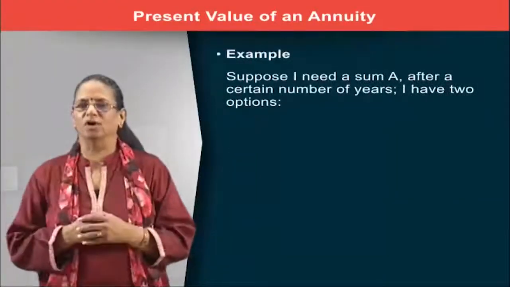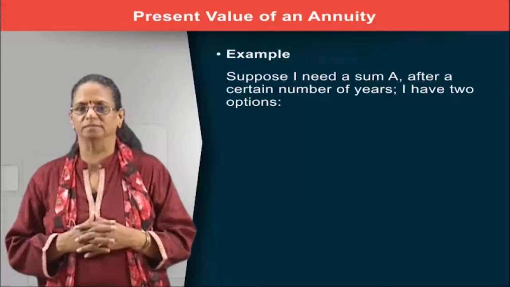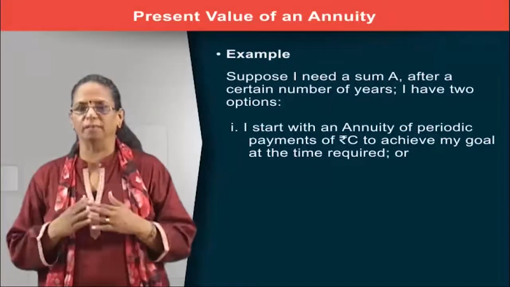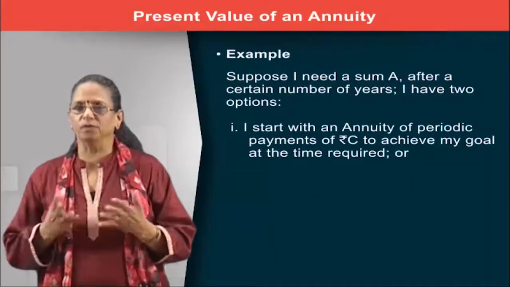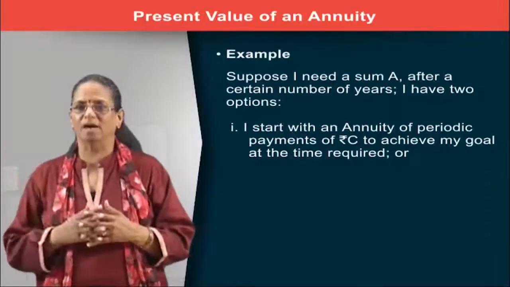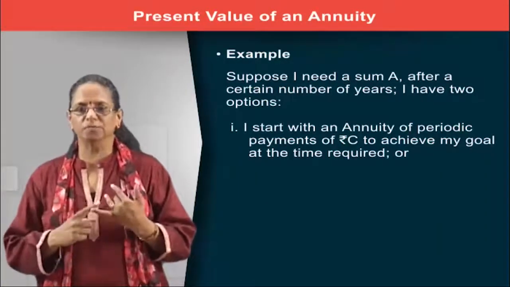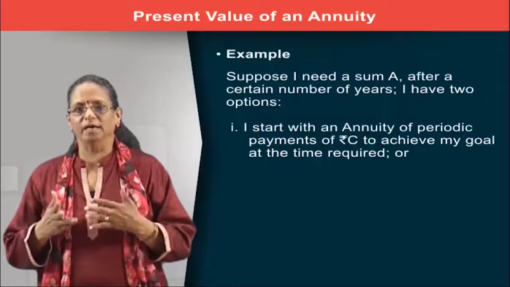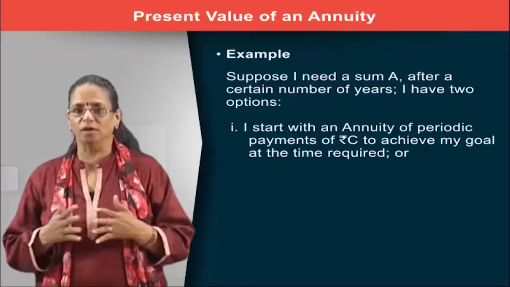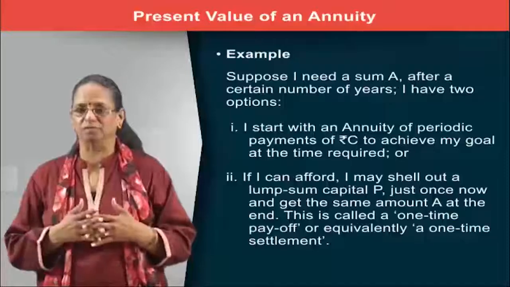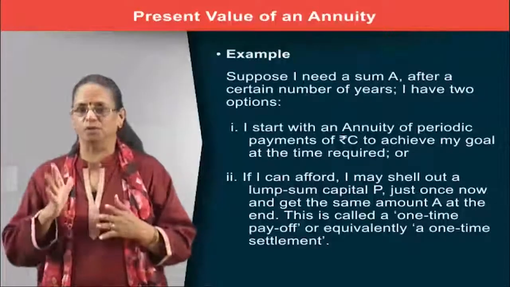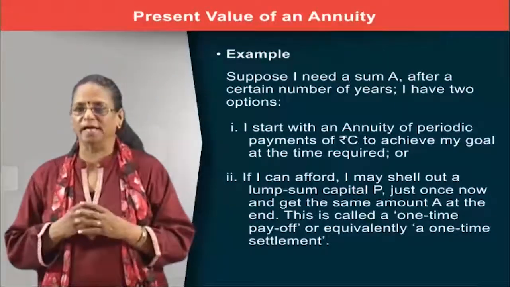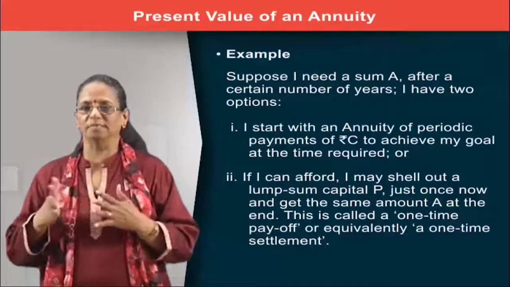Suppose I need a sum, we call it A, after a certain number of years. How many options do I have? Two. What is the first option? I start with an annuity of periodic payments of rupees C, which will achieve my goal at the time required. Or, if I have the money, I can shell out a lump sum capital P just once now and get the same amount A at the end. This is called a one-time payoff, or equivalently a one-time settlement.